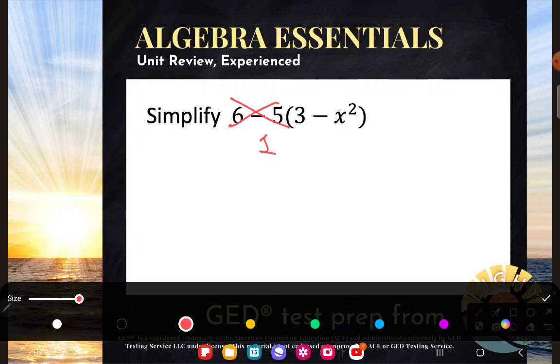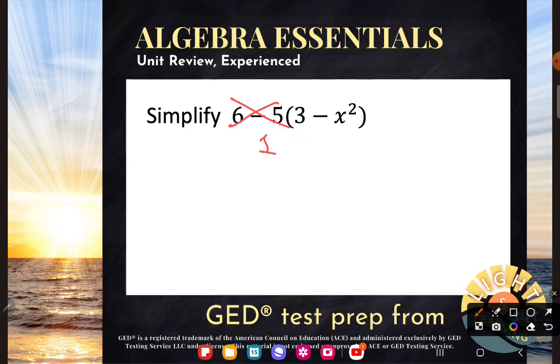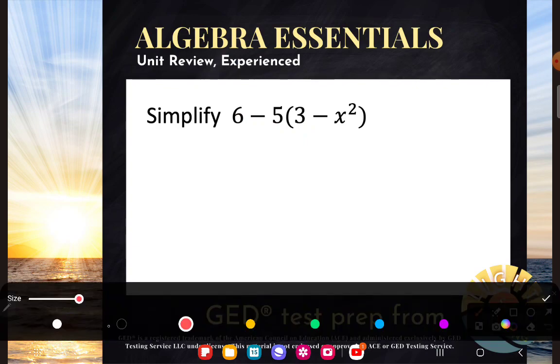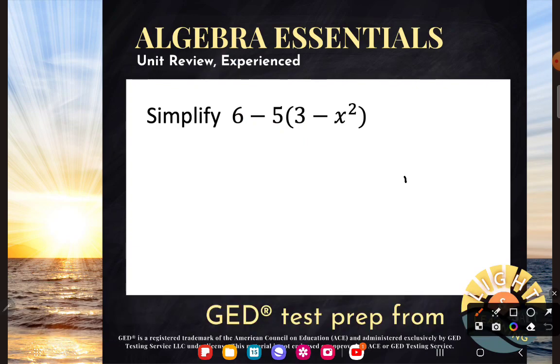Remember that when we are simplifying, we are supposed to follow the order of operations, handling any groupings first, then exponents, then multiplication and division, and then finally addition and its inverse, subtraction.